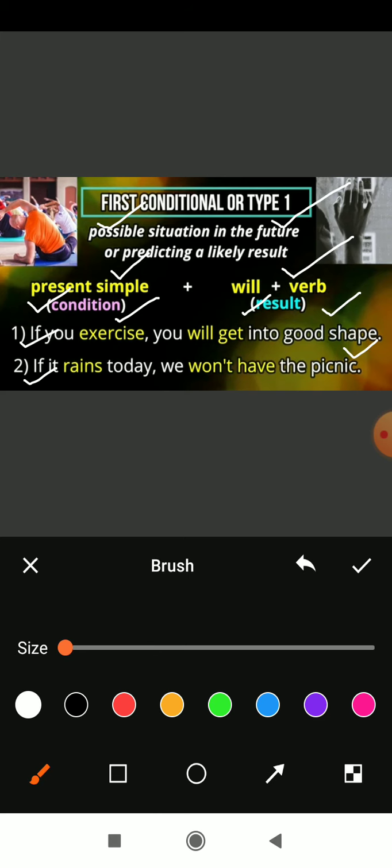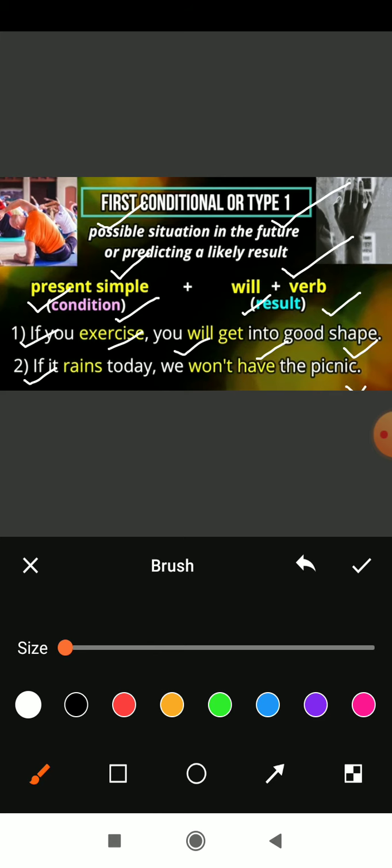Again, read this example. What does it say? If you exercise, you will get into good shape. Here in the if clause we have: if you exercise. It is in the simple present. Then you will plus get into good shape. So the main clause follows the formula: will plus get into good shape. Is it or not? If you exercise, you will get into good shape. So the sentence is saying that if you practice exercise, your shape will be good and you will remain healthy throughout the day. Now let's begin with another example.